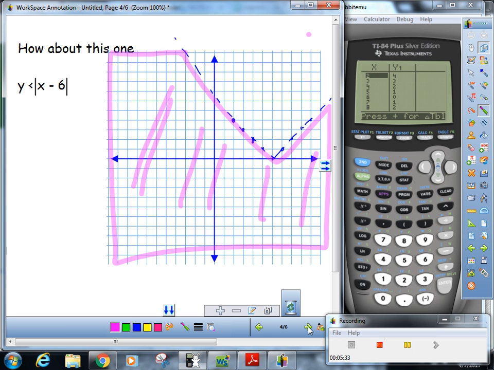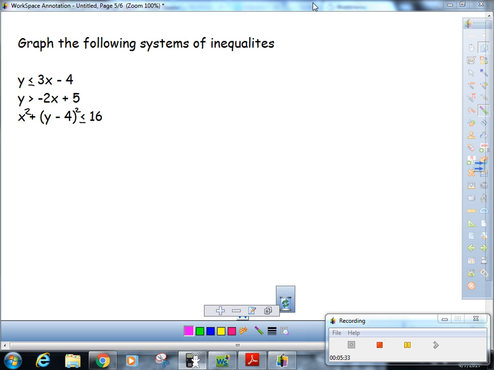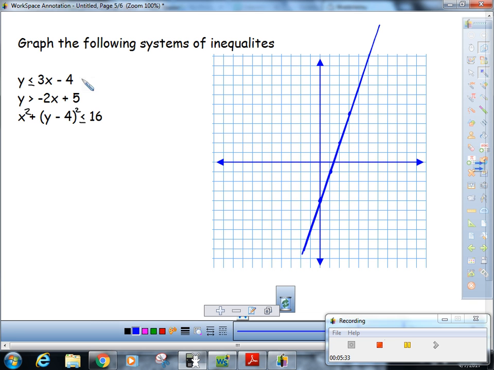Okay? And finally, let's just do this one by hand, because I think all those are pretty easy to sketch. So this is now a system of inequalities, and let the record show that I made this up, so the answer might be really weird. Okay? All right, first one, go down 4. Over 1 up 3. Over 1 up 3. Over 1 up 3. That's going to be dashed or filled? Filled.